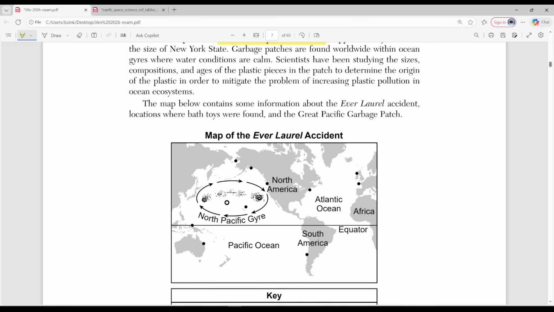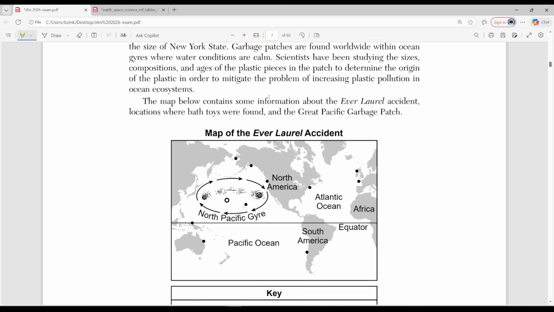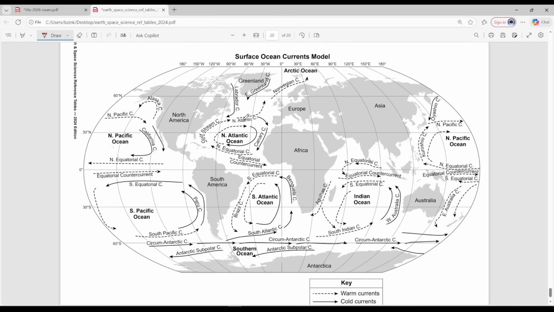Where were we? Plastic pieces in the patch. Okay, the size, composition, and age of the plastic pieces to determine the origin of the plastic in order to mitigate the problem of increasing plastic pollution in ocean ecosystems. So basically, they're just studying it to kind of help the problem. They don't want it to be increasing. The map below contains some information about it. So really, honestly, nothing much in that paragraph besides a little background knowledge. I don't think they're going to ask about that. But we'll see. So look, North Pacific Gyre. Basically, we're right over here, like right in this zone.